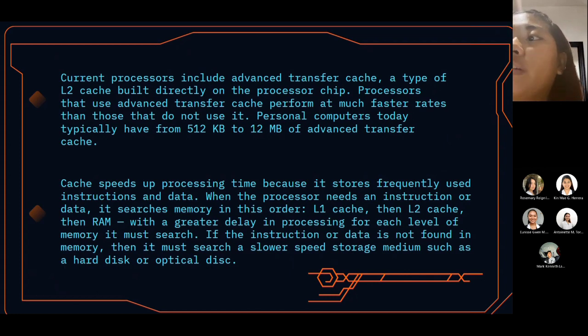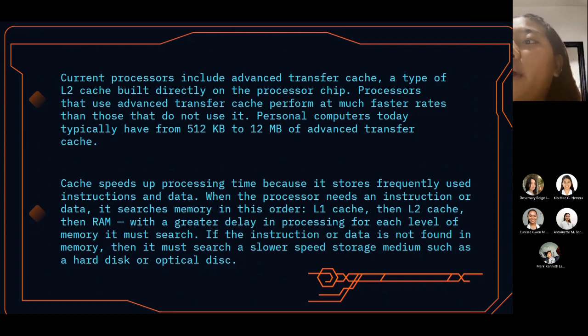Current processors include advanced transfer cache, a type of L2 cache built directly on the processor chip. Processors that use advanced transfer cache perform at much faster rates than those that do not use it. Personal computers today typically have from 512 kilobytes to 12 megabytes of advanced transfer cache.